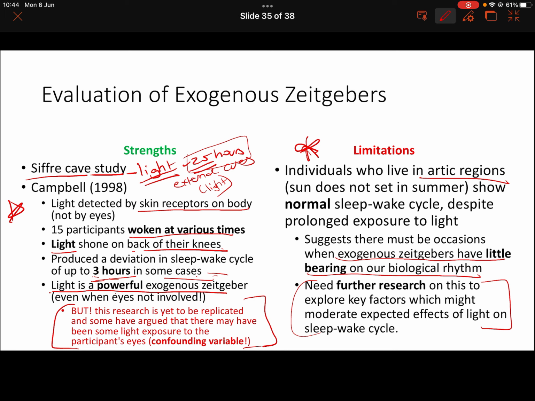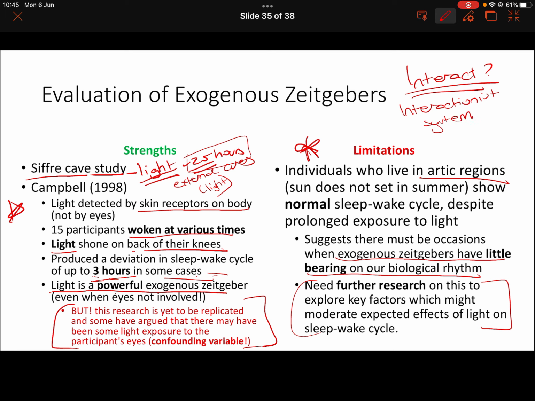Another thing to keep in mind as well is that all of this research into endogenous pacemakers and exogenous Zeitgebers involves isolating specific single Zeitgebers. So we isolate light or we isolate social cues. But that doesn't really give us much information on how endogenous pacemakers and exogenous Zeitgebers interact to influence the sleep-wake cycle. We're studying them in isolation. But as we know, it's an interactionist system. Pacemakers and Zeitgebers work together. They interact to influence our sleep-wake cycle. So it doesn't make sense to artificially separate the two for the purpose of research.